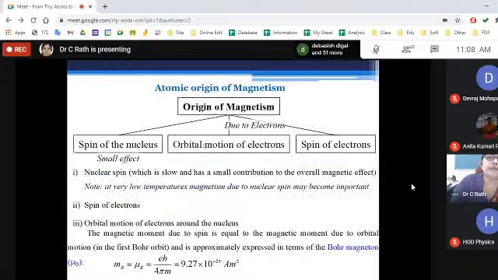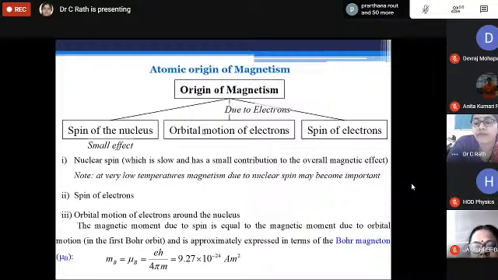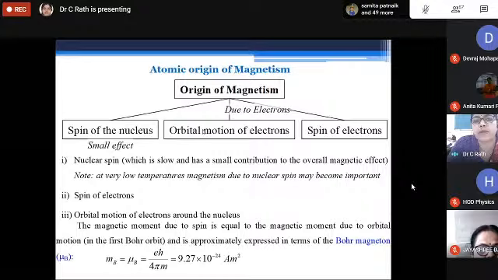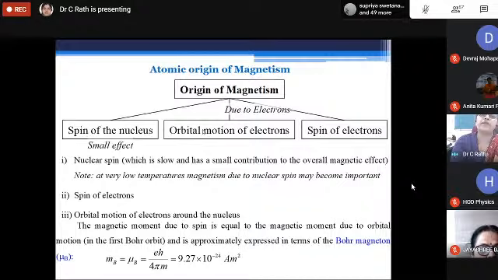The atomic origin of magnetism is like you have electrons in a material, you have atoms, and in atoms there are valence electrons. These electrons have both a spin and they move in an orbit. So these electrons have an orbital motion and they have a spin. So the contribution for the moment is both orbital motion of the electron and spin of the electron. And another small effect one can find from spin of the nucleus.